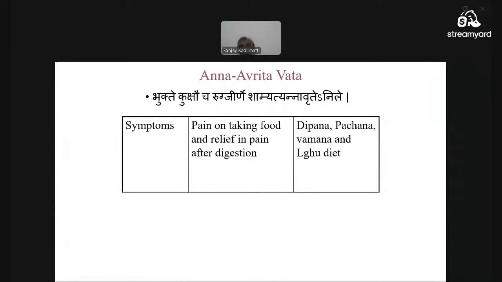Now see the different diagnosis. When the patient comes and tells you, sir, soon after having food I have pain, and after the digestion of the food the pain is absolutely gone, I feel all right. Now see: Annadravashula, Parinamashula, Annavrata Vata, different diagnoses. How to make the logic? You have to be very perfect in that. Treatment: Deepana, Pachana, Vamana, and Laghuahara.